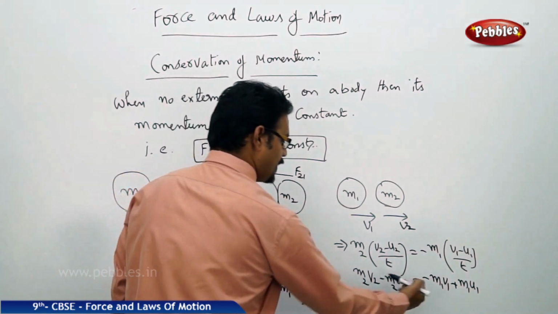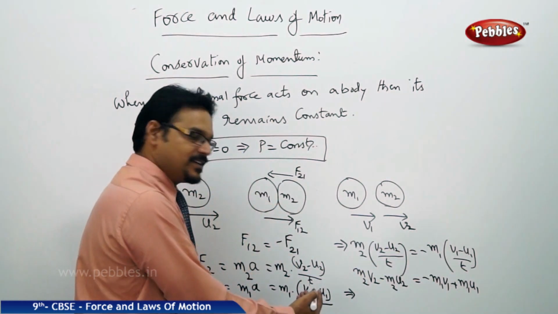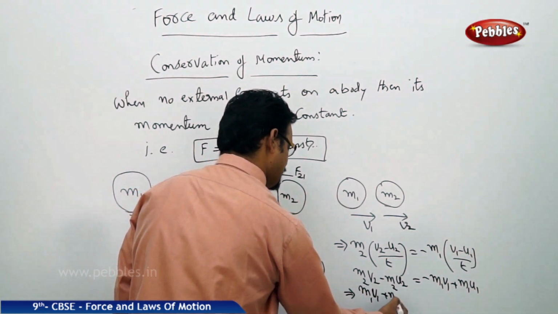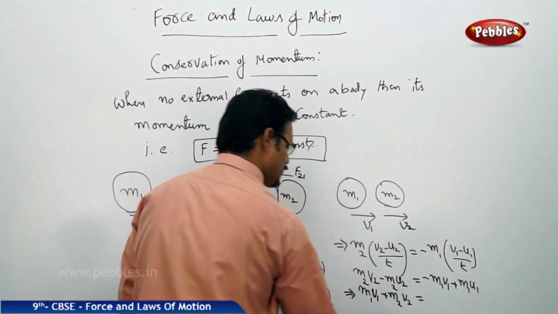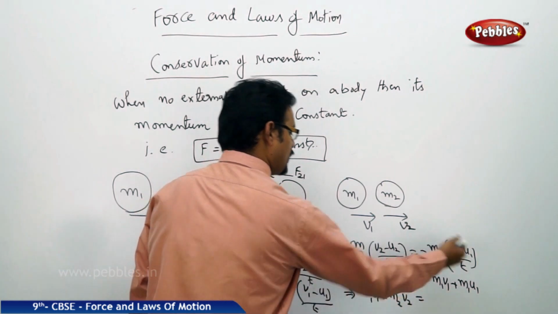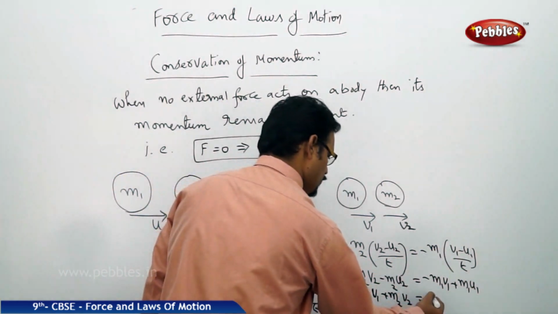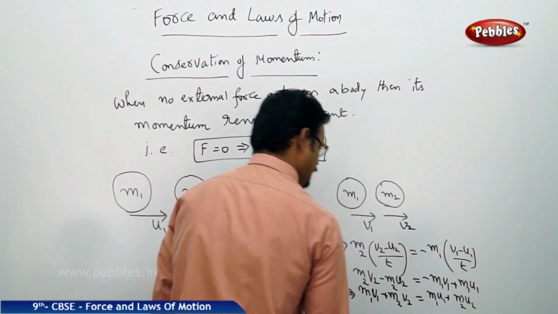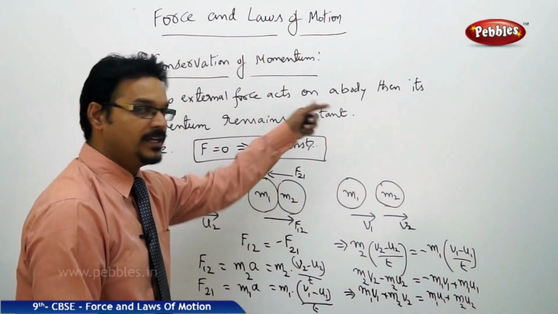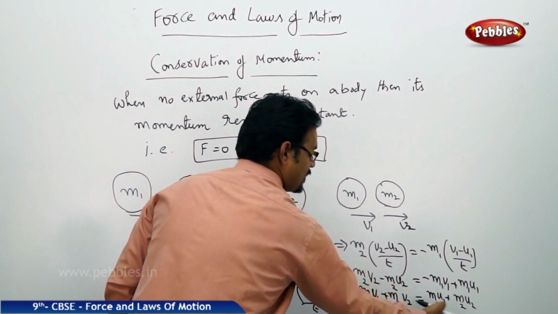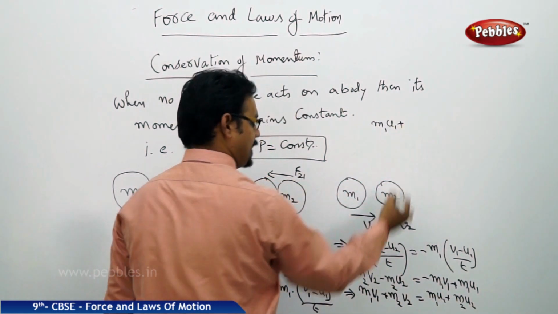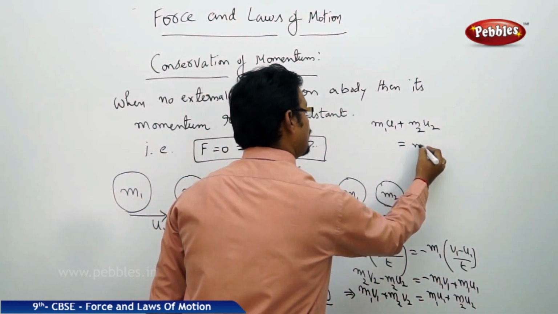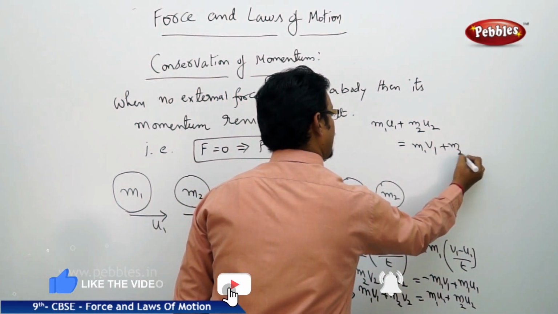Now what do I do? See what I am doing. Minus m1 u1 bringing to the left hand side. So m1 v1 plus m2 v2 equals, minus m2 u2 brought to the right hand side. So then we'll get m1 u1 plus m2 u2. Rewriting the same statement here, first I write this one, m1 u1 plus m2 u2 equals m1 v1 plus m2 v2.